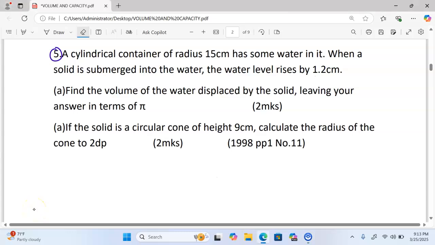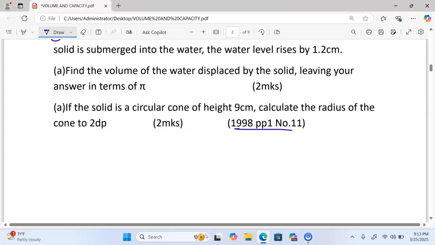This is KCSE 1998, paper 1, number 11. The question reads: a cylindrical container of radius 15 centimeters has some water in it. When a solid is submerged into the water, the water level rises by 1.2 centimeters. A, find the volume of the water displaced by the solid, leaving your answer in terms of pi.